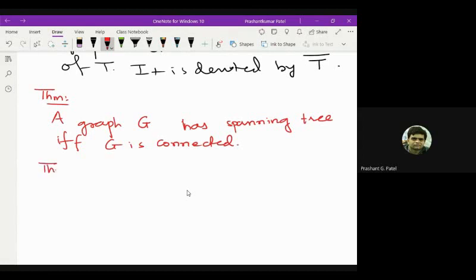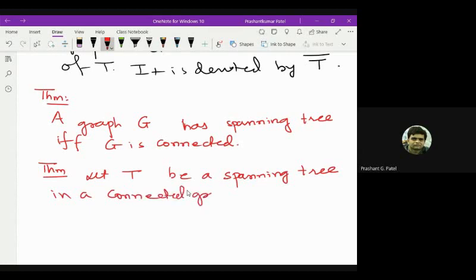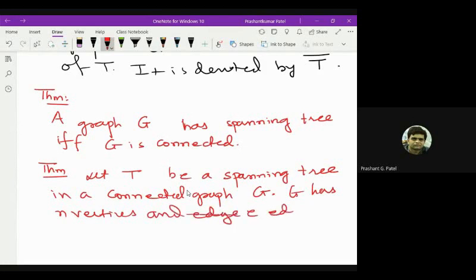Another result is: let T be a spanning tree in a connected graph G, and you know that G has n vertices and E edges. Then T has blank number of branches.